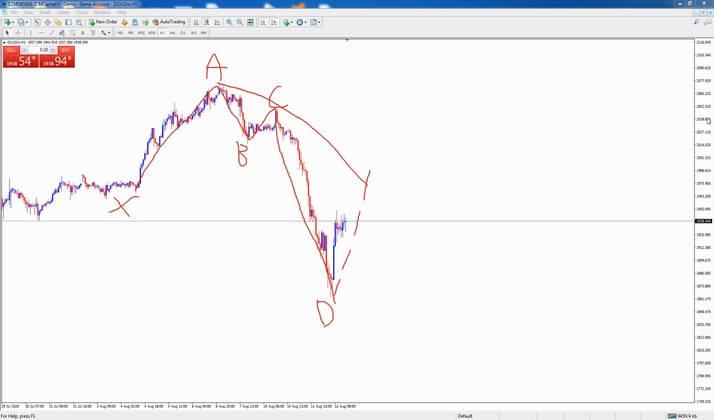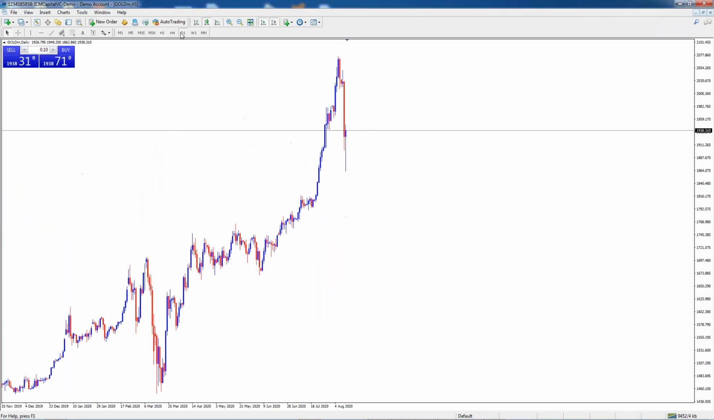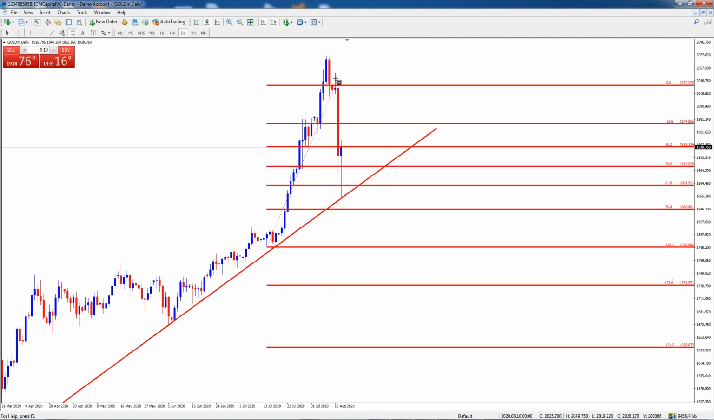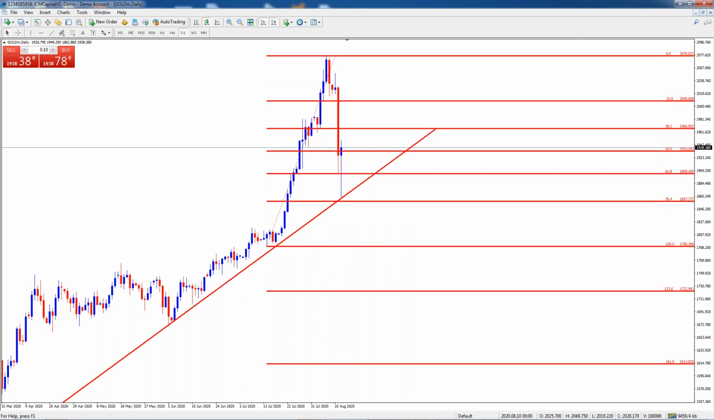Also, if we want to filter the market move here, we can go for the daily chart. We can draw this trend line. We can see that the market was exactly at this trend line. We can also add this Fibonacci from the lowest bottom towards the top. We can see that it's almost a 76.4, 78.6 retracement. So we have this also.